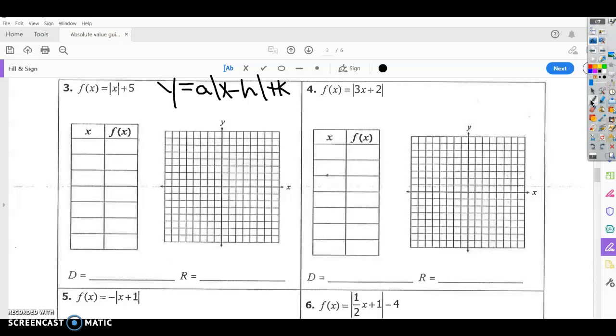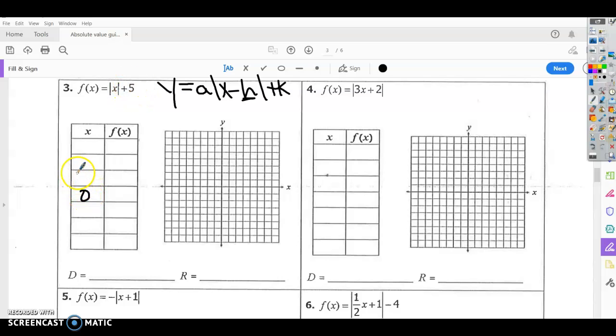All right, looking at the next example, f of x equals absolute value of x plus 5. As you can see, there is no h. There's nothing inside of here. So your vertex this time will start at 0. Your vertex is the center or the turning point for your absolute value. The h moves you left or right. The k moves you up or down. So this one's probably going to be moved up 5.